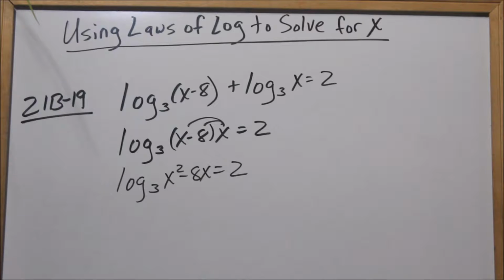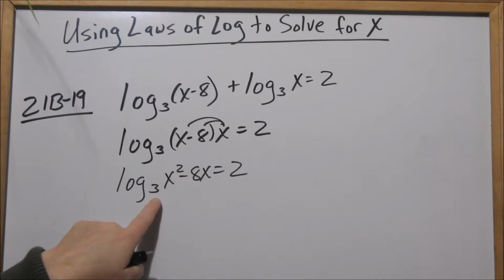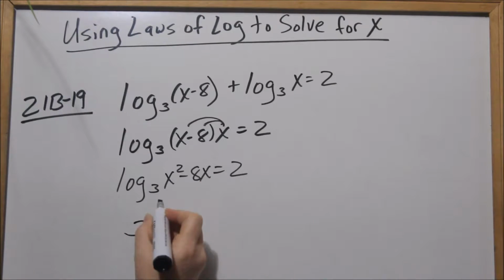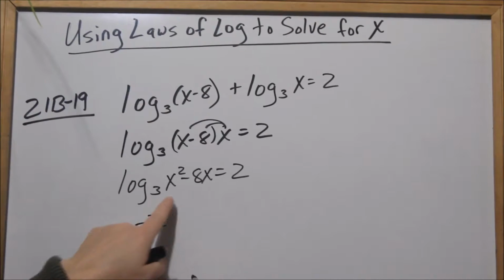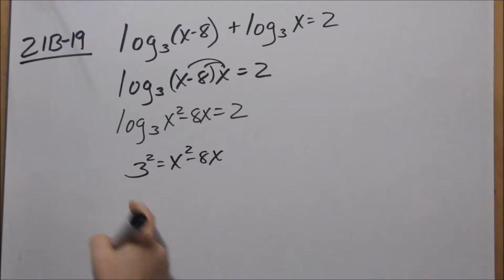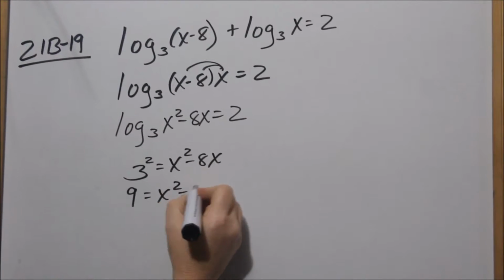In order to solve this, I have to get it out of log form. How do I get out of log form? I turn it into exponential form. So how do I turn it into exponential form? You go in the circle. This is your base, 3. This is your exponent, so 3 squared equals this, x squared minus 8x. So this becomes 9 equals x squared minus 8x.